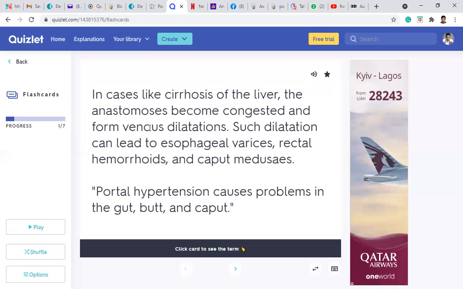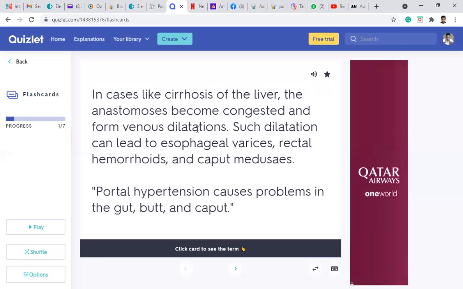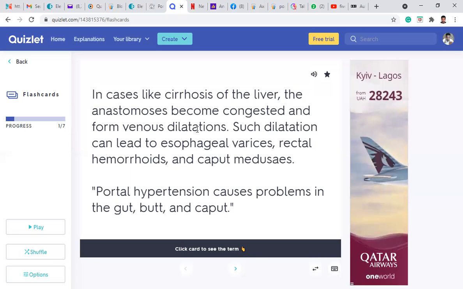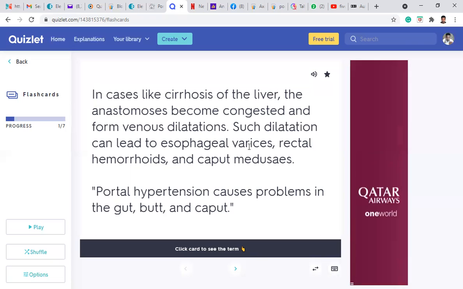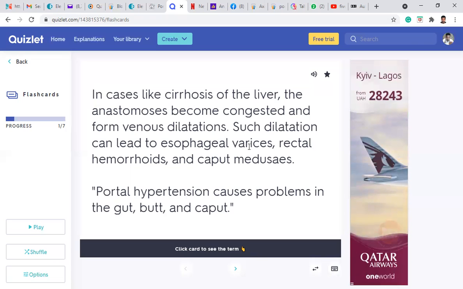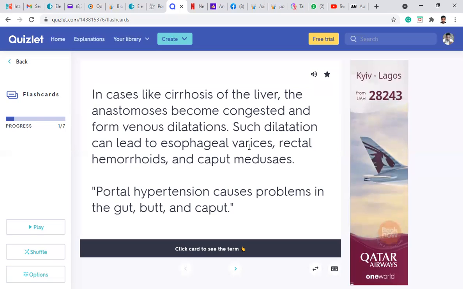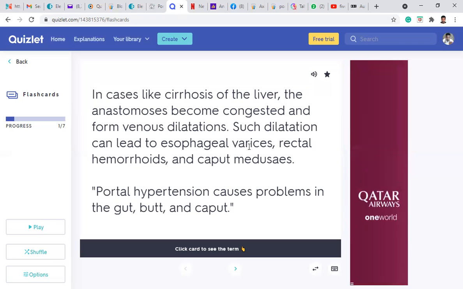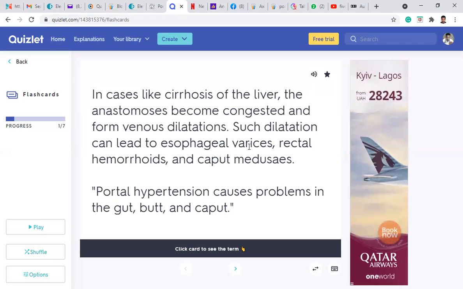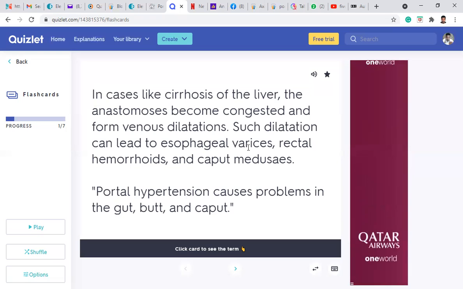And as a result, the places where there is anastomosis between the caval and the portal system, we have such dilatations, and that will lead to what we call esophageal varices in the esophageal region, where we have an anastomosis between the esophageal branch of the left gastric vein and the esophageal branch of the azygos vein. So that will cause esophageal varices.